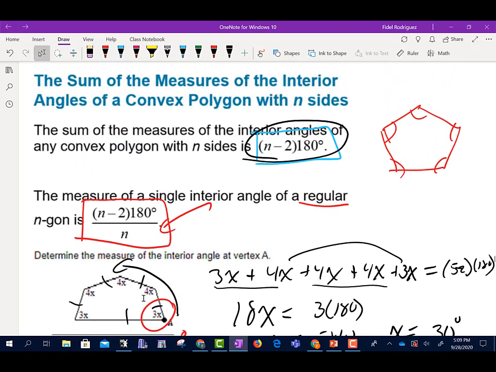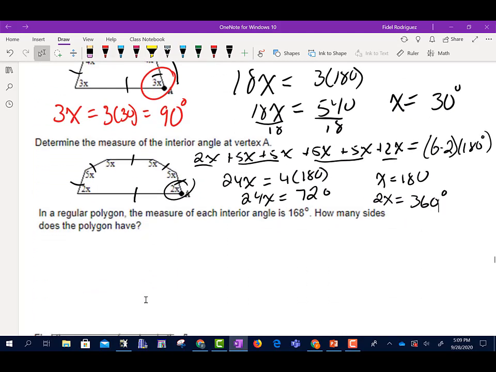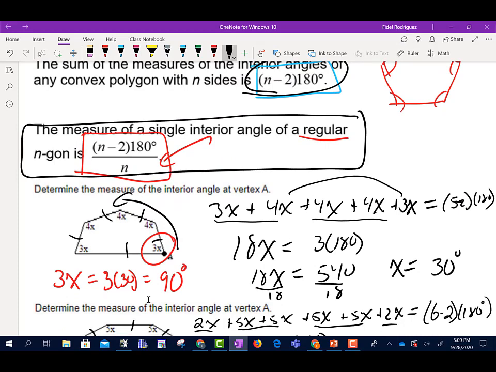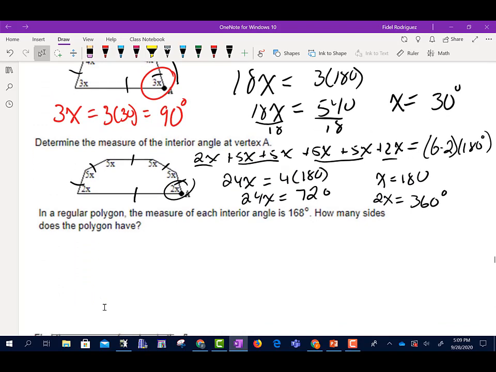All right, so then the next problem says a regular polygon. So guys, a regular polygon, that's already telling me I'm going to use this formula right here because I see the word regular. The measure of each interior angle is 168 degrees. How many sides does the polygon have? So my formula is n minus 2 times 180 divided by n. It's telling me that that number is 168.